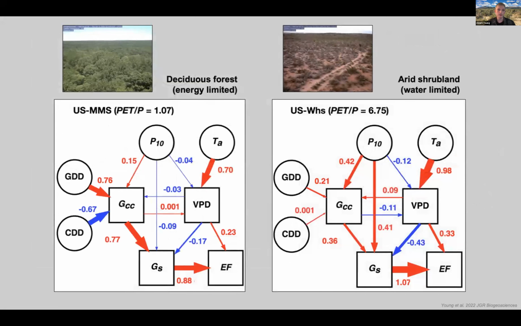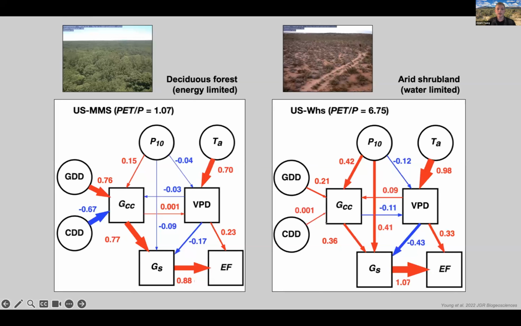And these are just two examples from two different sites that broadly span that aridity gradient. We have Morgan Monroe State Forest, an energy limited system, on the left here, and then an arid shrubland site on the right. We see, for example, that this coefficient value linked to the direct effect of GCC on bulk surface conductance is really high here, and it's much more diminished here in the arid site. By comparison, precipitation is playing a much stronger role in influencing bulk surface conductance in these drier sites relative to its role in these energy limited systems.